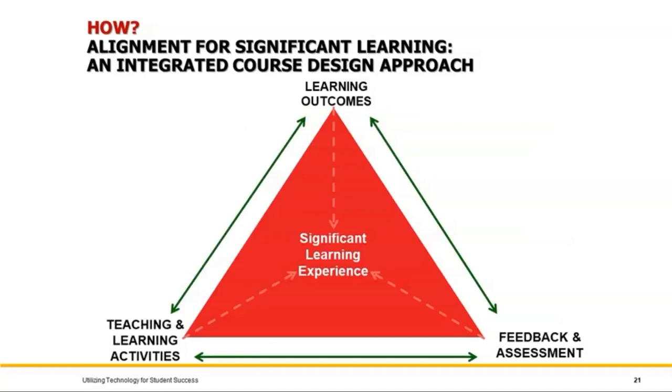Really what this does is it brings the principle of constructive alignment to life. We started with significant learning in the beginning, what we want our students to achieve. And then we looked at the principle of constructive alignment, where everything must talk to each other. So this is a reconstruction of that. We have our significant learning in the middle, because that's where we want to go with our students. We define learning outcomes aligned to that. And then here are our teaching and learning activities and our feedback and assessment. The model is called Fink's model of integrated course design.